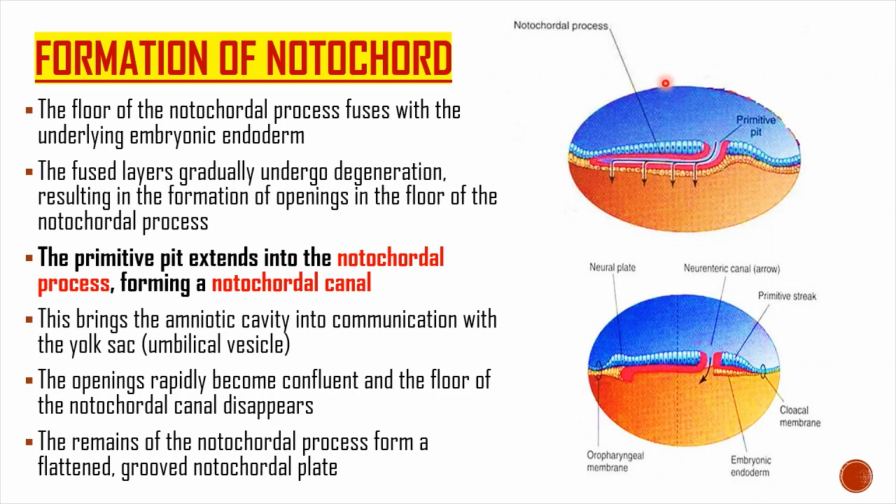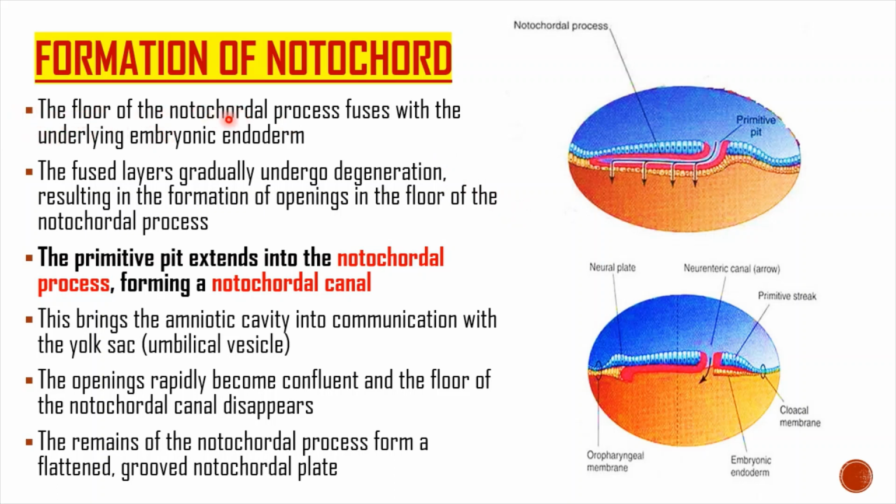So there will be communication between the amniotic cavity and the yolk sac. As you can see here, there's a communication between the amniotic cavity and the yolk sac. This communication is through a canal that we call the neuroenteric canal. So this is how the notochord is formed. Migration of ectoderm cells to the primitive pit forms a process between the ectoderm and the endoderm. Alright, so this is just the literature.